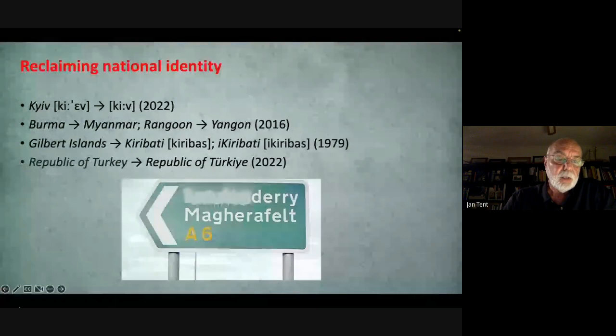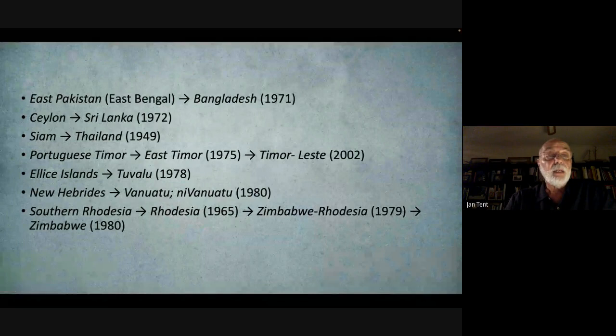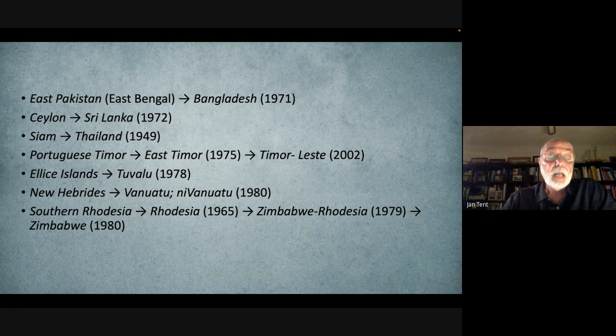Other examples are East Pakistan, which became Bangladesh, Ceylon, Sri Lanka, Siam, Thailand, Portuguese Timor to East Timor to Timor-Leste, the Ellice Islands, which are now known as Tuvalu, the New Hebrides are now known as Vanuatu, and the people are called Ni-Vanuatu, and Southern Rhodesia became Rhodesia, and then Zimbabwe Rhodesia, and then later on Zimbabwe. So all these names changed in order for the countries to establish or re-establish their identities.